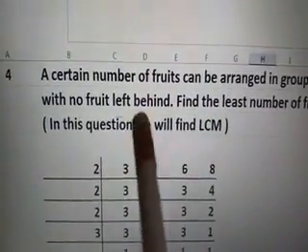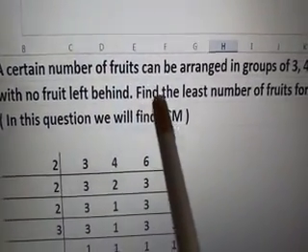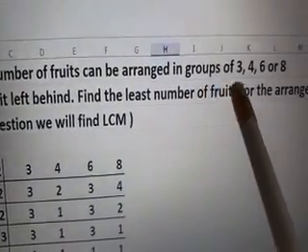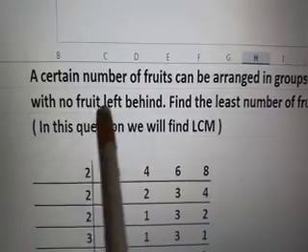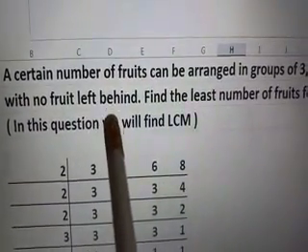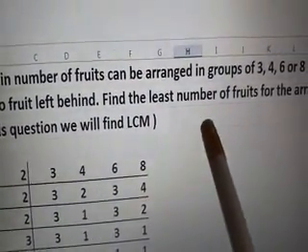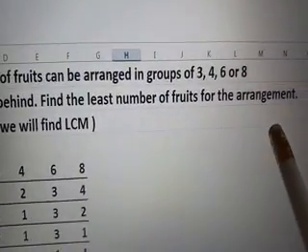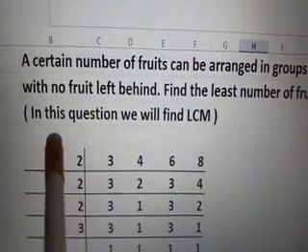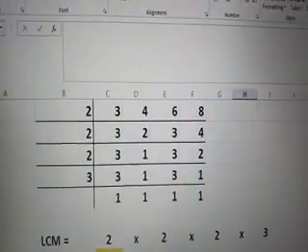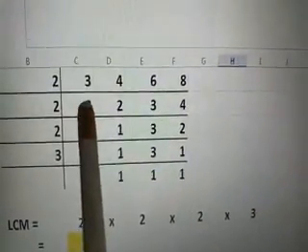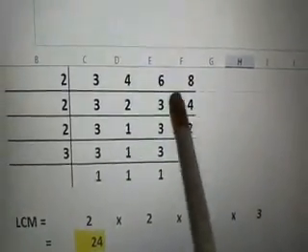Now, fourth question is, a certain number of fruits can be arranged in groups of 3, 4, 6 or 8 with no fruit left behind. Find the least number of fruits for the arrangement. Here in this question we will find LCM. Find the prime factors of 3, 4, 6 and 8 here.